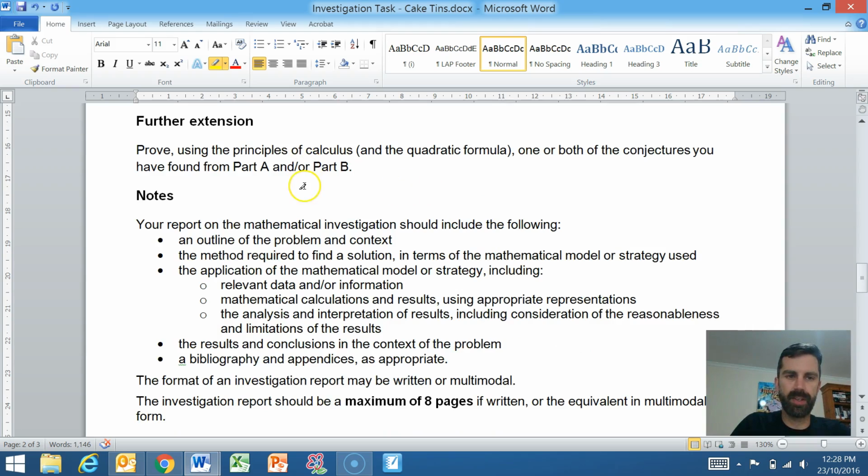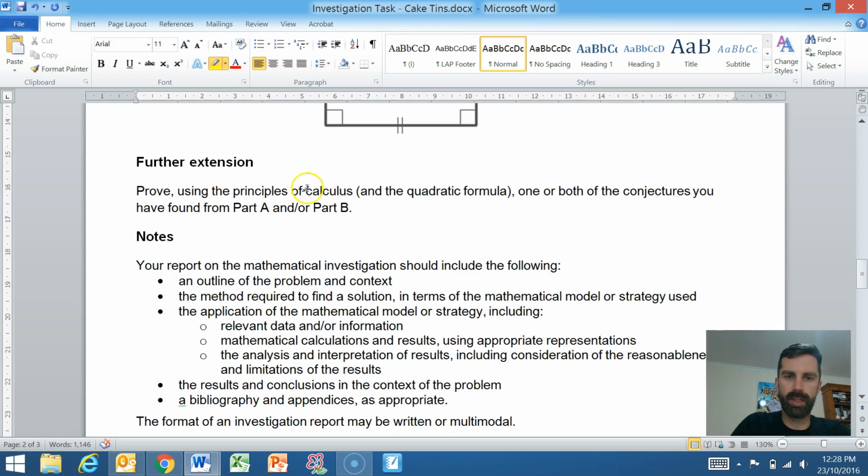Then for this further extension, you need to actually prove using calculus one or both of the conjectures that you've found in either of those parts. I would strongly suggest that you try that just for part A. In fact, if you want to get an A grade, you really do need to do this extension part, but I'm happy for you to do it just for part A. Doing that for part B is actually quite difficult.